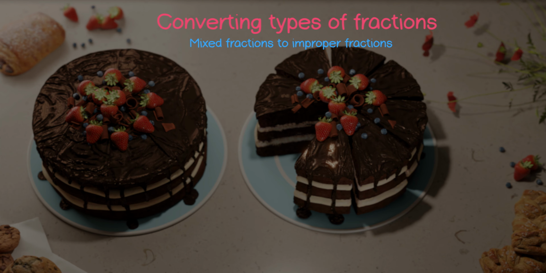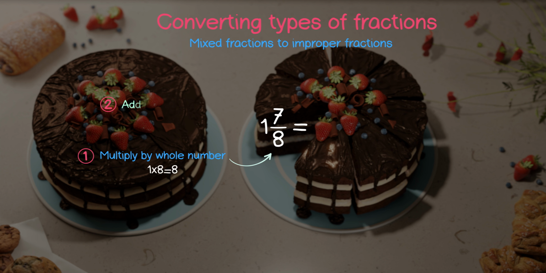So to convert from a mixed fraction to an improper fraction, we multiply our denominator by our whole number, and then we add the result of that to our numerator. That's it. It's a 2-step process, and we have converted from a mixed fraction to an improper fraction.